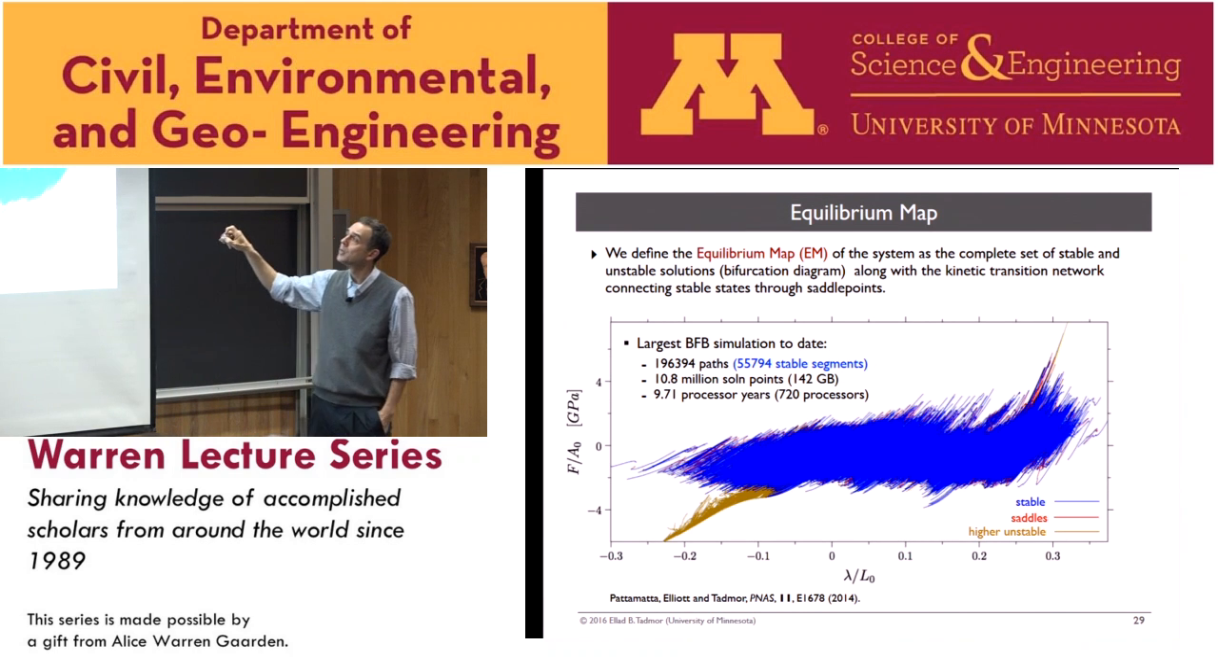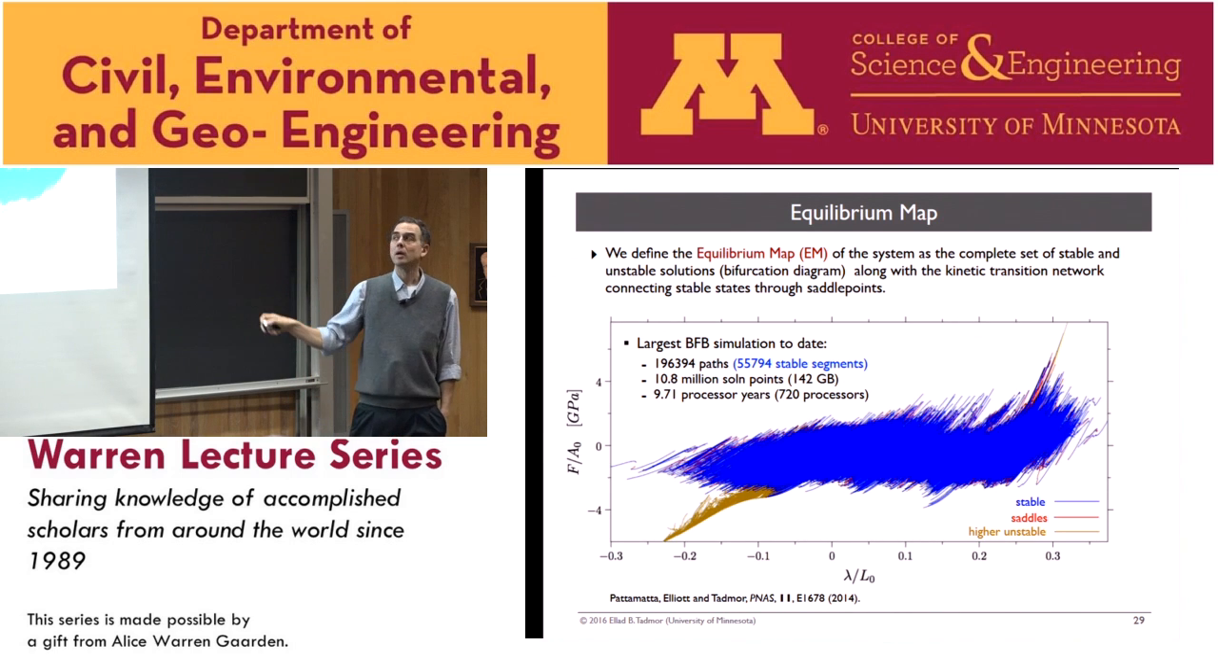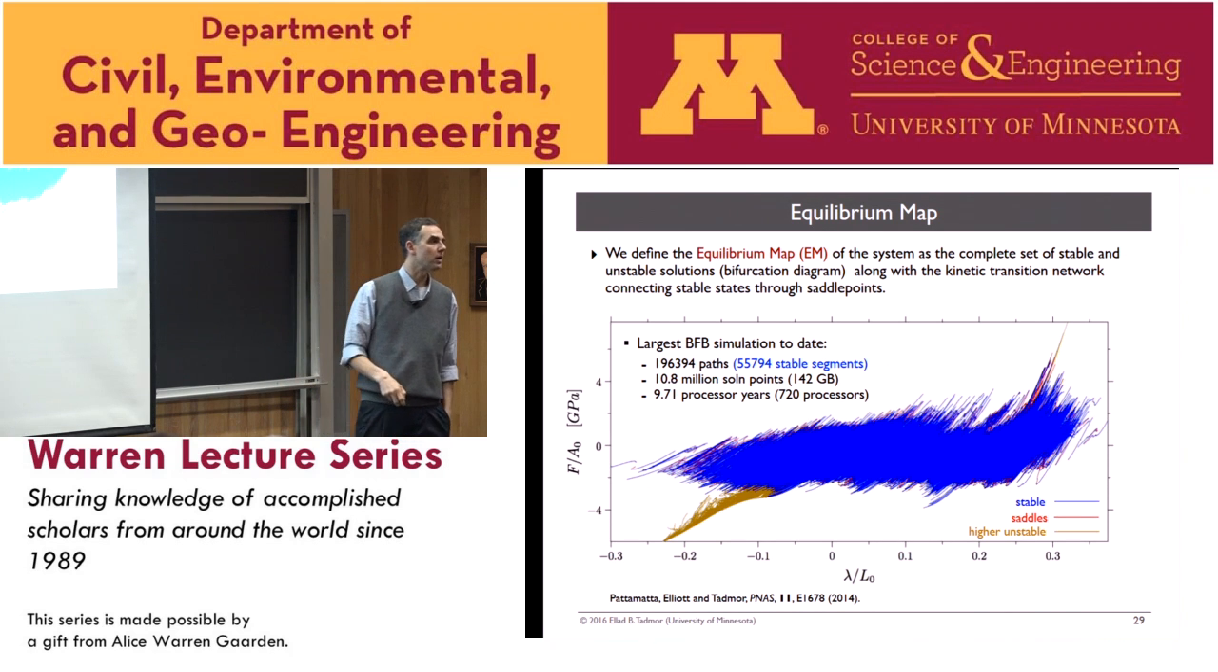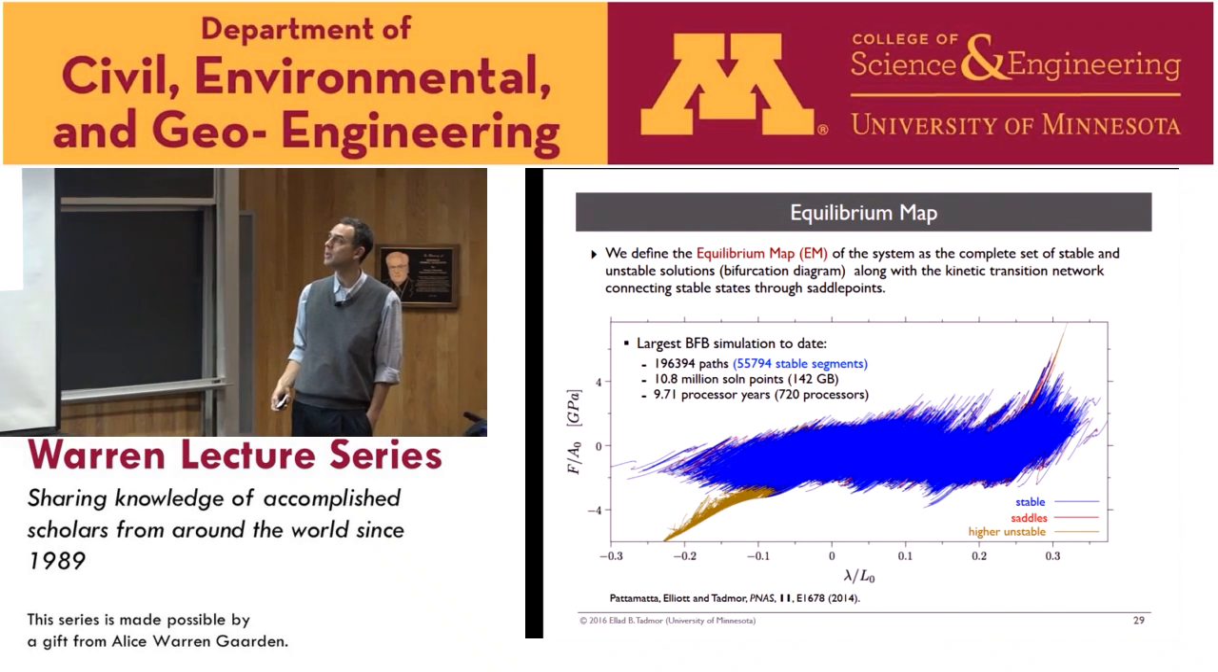And in fact, we think that this is probably the largest calculation of this type ever done, of this BFB type simulation, these continuation type simulations. It has about 200,000 pathways. Of those, 50,000 are stable, with 10 million solution points, and it would take 9 years to run if we didn't parallelize it. But we have a nice parallel code, so we can run all of this in about a day. Otherwise, on your desktop computer, it would take you 9 years to run.